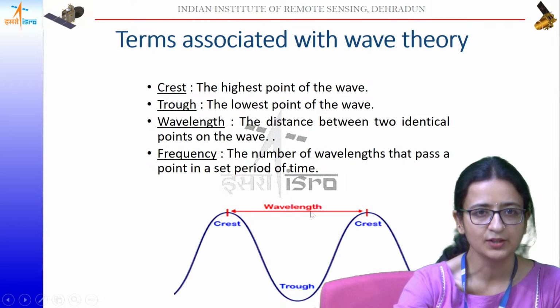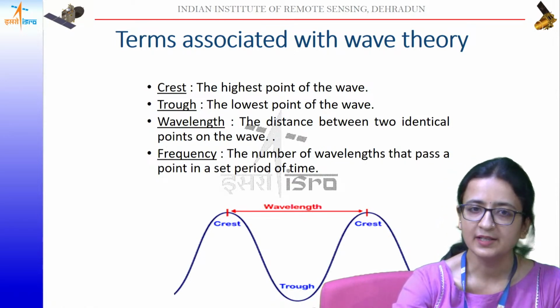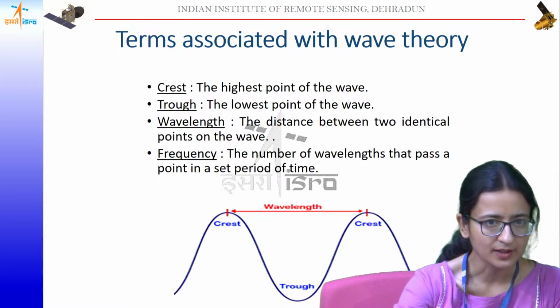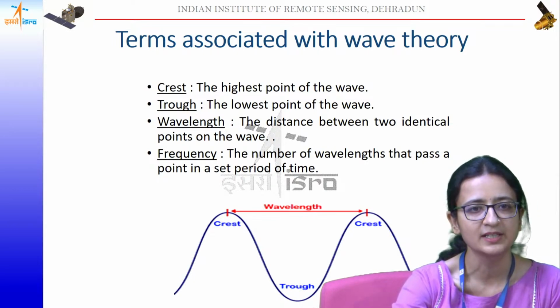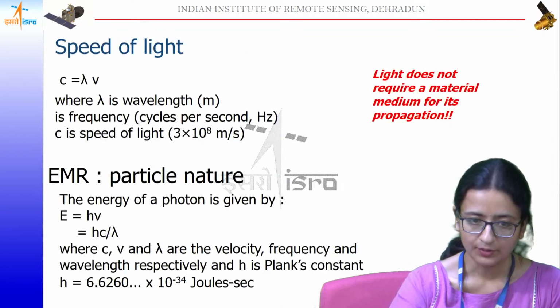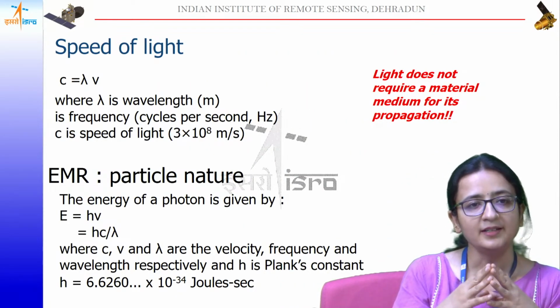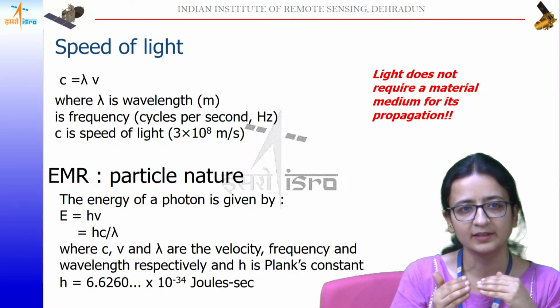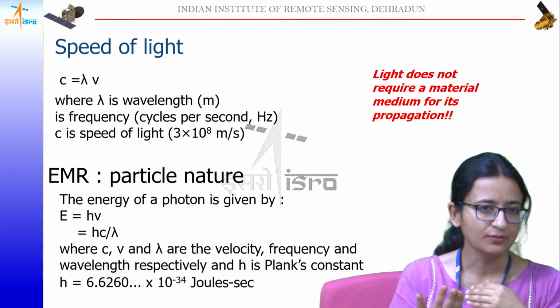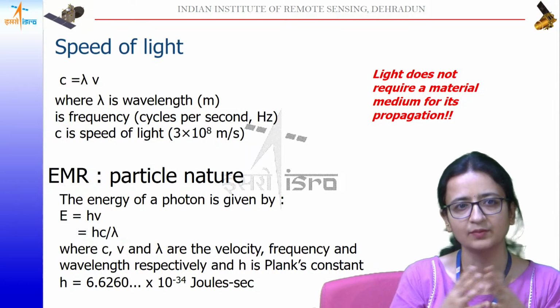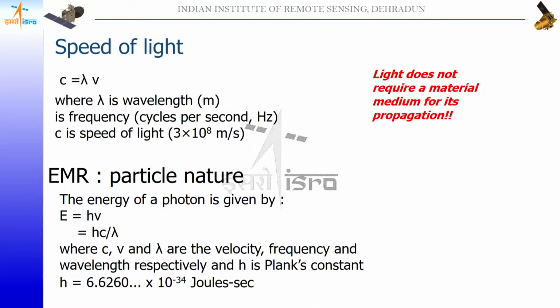Wavelength is the distance between two identical points on the wave. Frequency is the number of cycles per second, right? So, the number of wavelengths that pass a point in a set period of time. These are some basic terms, and the frequency and wavelength are inversely related. The longer the wavelength, the smaller the frequency associated with that wave, right? This is connected using a constant, which is the speed of light, c, 3 into 10 to the power 8 meters per second. c is equal to lambda, the wavelength, times nu, the frequency.